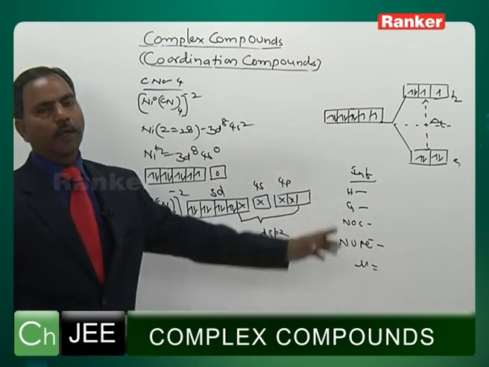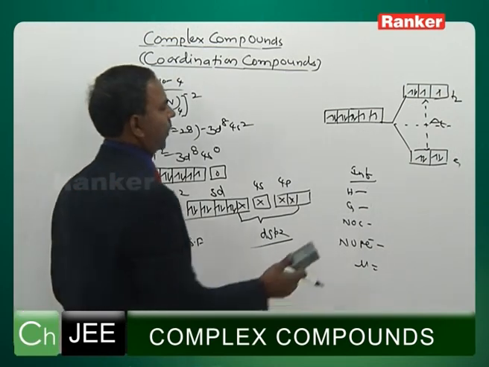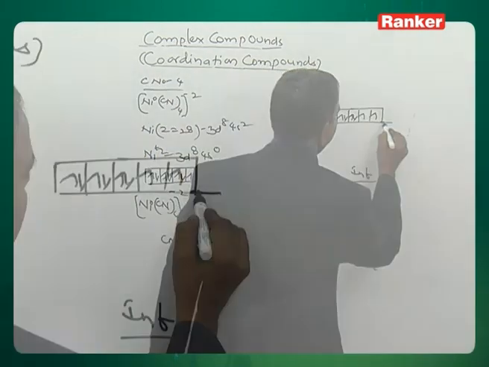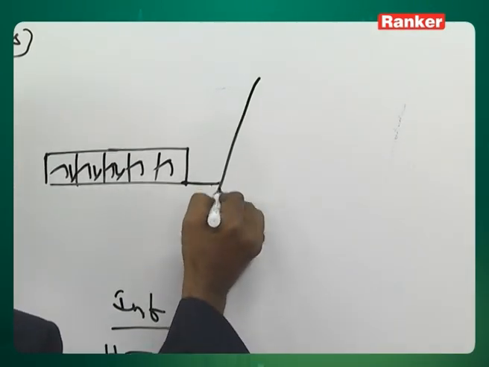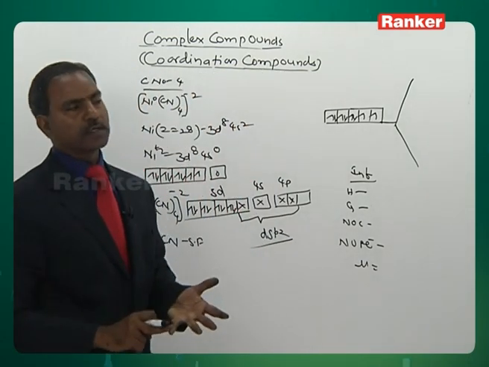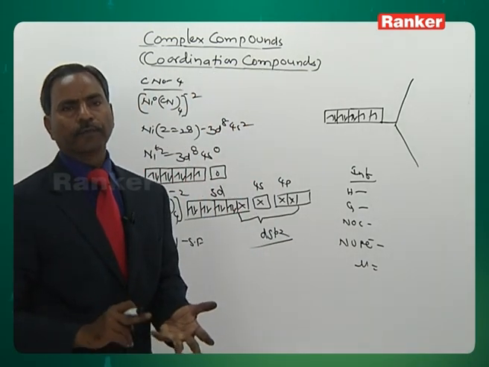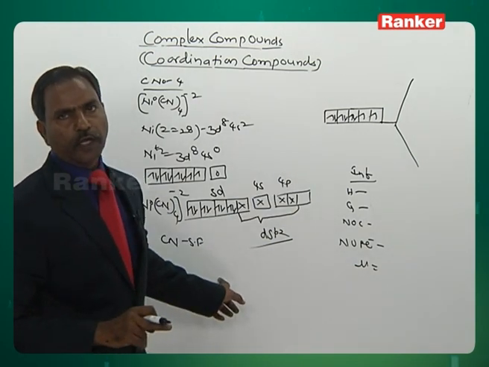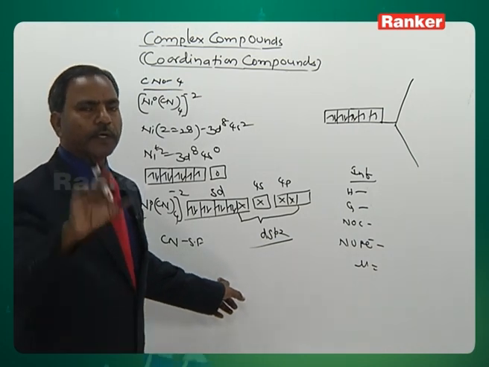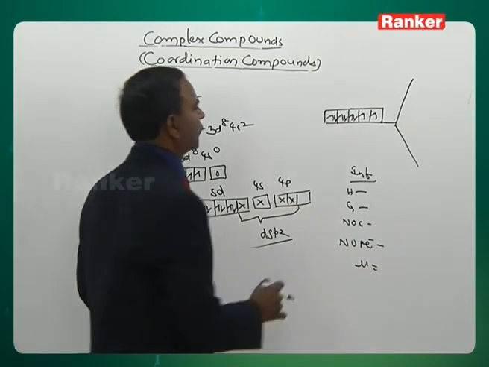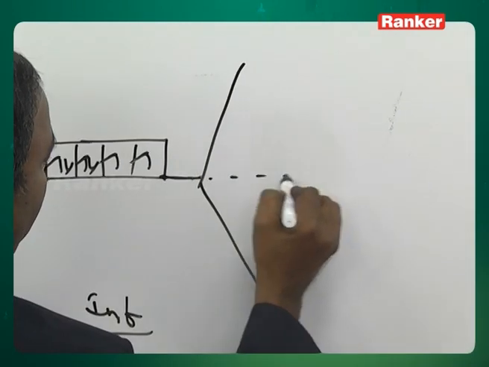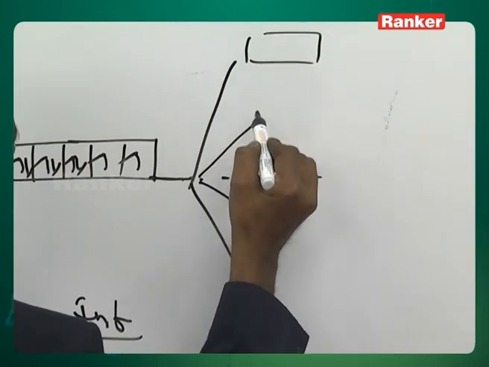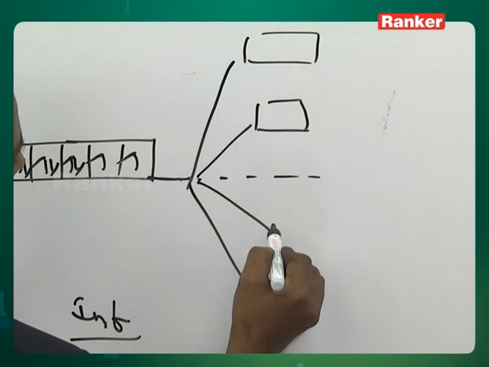In dsp2 hybridization, we know it is a square planar complex. Let us see the square planar splitting of orbitals, I show on the board. Look here, square planar splitting, 8 electrons. We already discussed the distribution of electrons in octahedral geometry and tetrahedral geometry. Now, since it is a square planar complex, let us see the splitting of d orbitals. The highest energy level, you know, is dx2-y2. This you know is dxy.